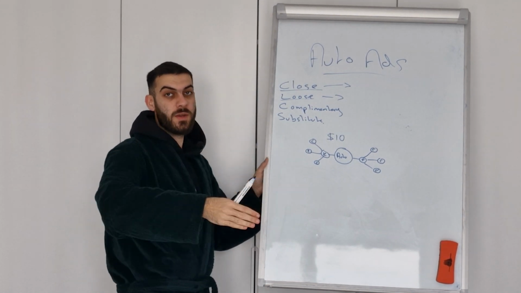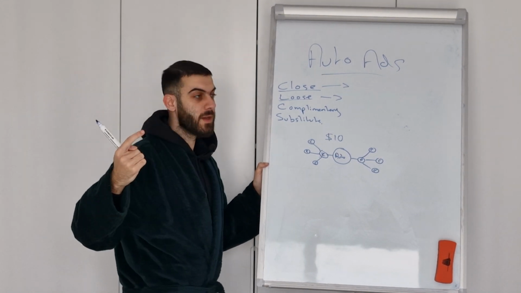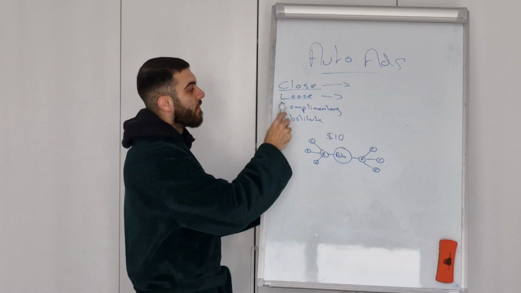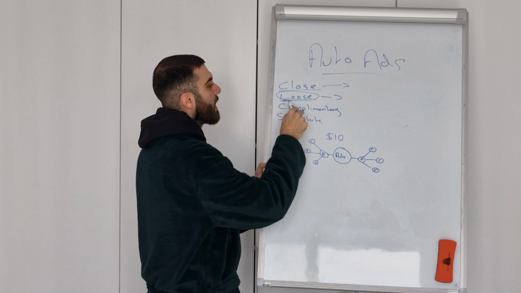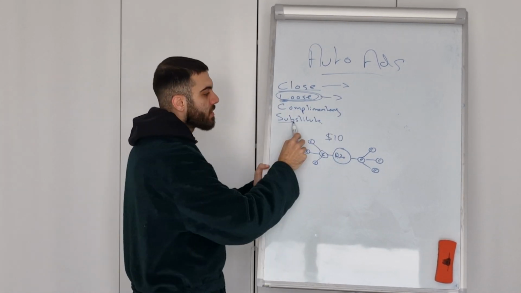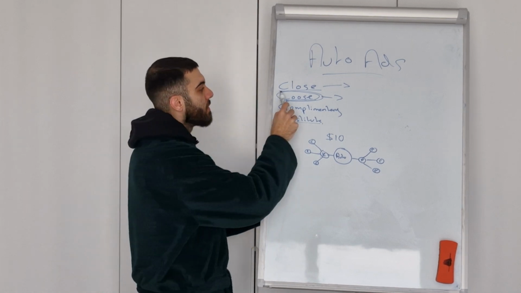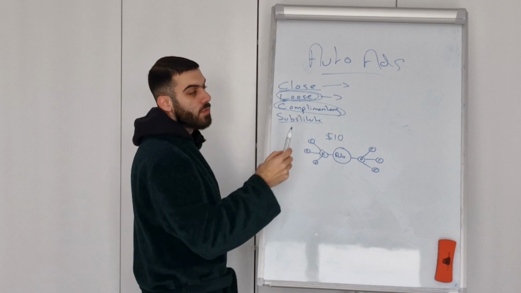But with the previous way, which is how I used to run the campaigns as well, by just launching one auto campaign and having them all selected, if loose match starts working very, very well, then all the money will start to get allocated to loose match. And then complementary won't get the money that it deserves, substitute won't get the money it deserves, and close match won't get the money it deserves. Sometimes only two of them will start working, and the other two won't get the money they deserve.